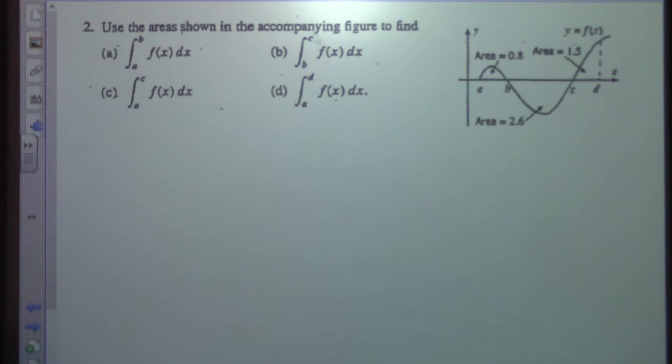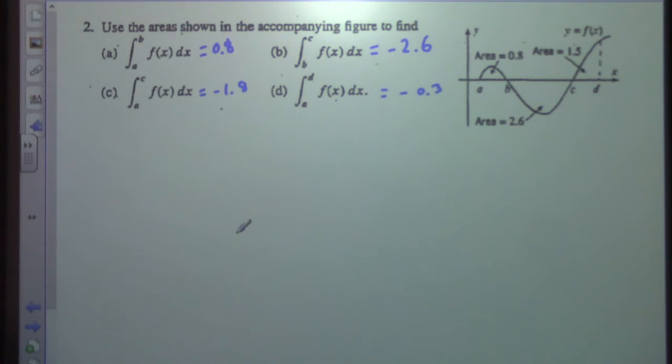What are you getting for A? 0.8, right? Okay, B is going to be negative 2.6. C is going to be negative 1.8. Okay, then this last one's going to be negative 0.3. Let's see, it's going to be that plus that minus that, so that's going to be negative 0.3.